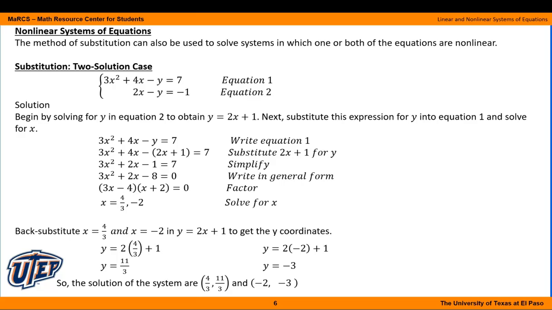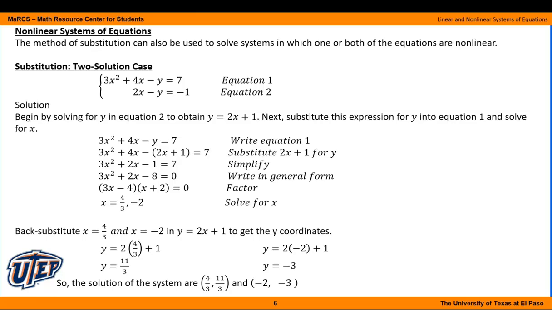Substitution can also be used when a system contains a nonlinear equation. Consider the system. The second equation can easily be solved for y, giving y is equal to 2x plus 1. Substituting this expression into the first equation produces a quadratic equation, and after simplifying, we obtain 3x squared plus 2x minus 8 is equal to 0. Factoring gives us (3x minus 4) times (x plus 2) is equal to 0. Therefore, x is equal to 4 over 3, or x is equal to negative 2.